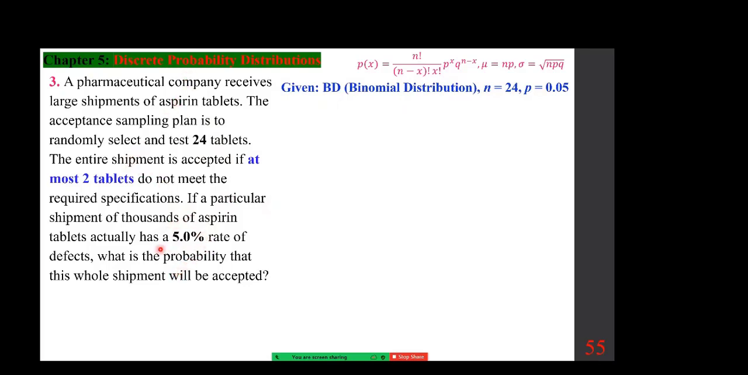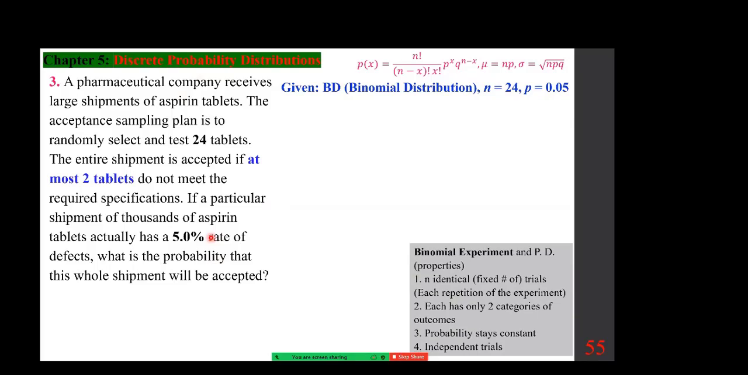And this is a quality control because they can't check each and every one of them. They do check a sample randomly. And the randomness is the key. So probability that is binomial distribution has the following definition. Binomial experiment and probability distribution properties.